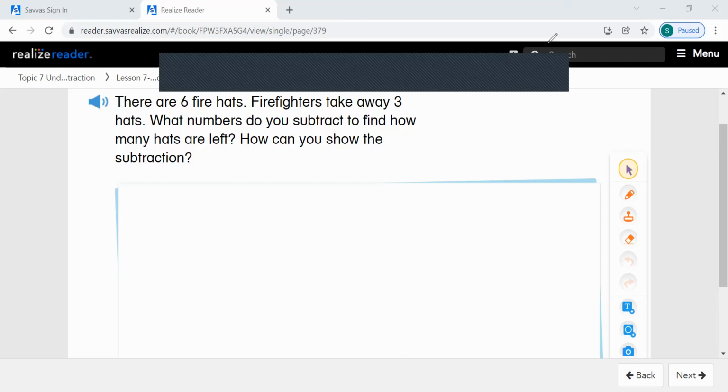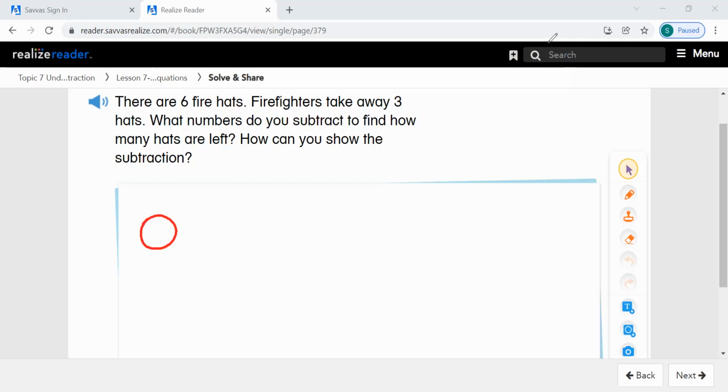Okay, so how many fire hats are there at the start? There are 6. So we're going to use counters. I'm going to draw them to show the fire hats. 1, 2, 3, 4, 5, 6. So there are 6 fire hats.